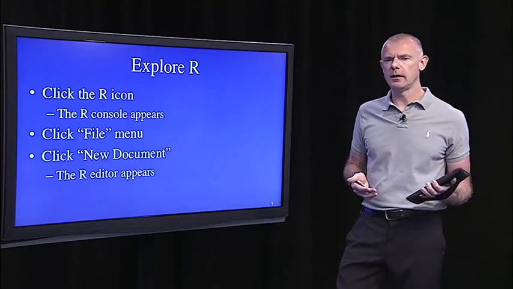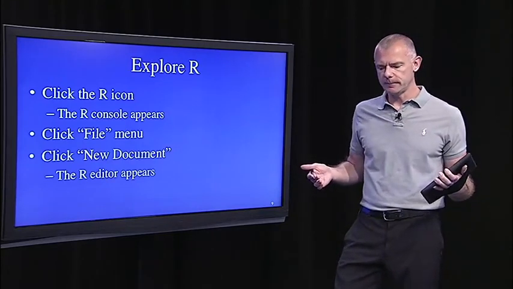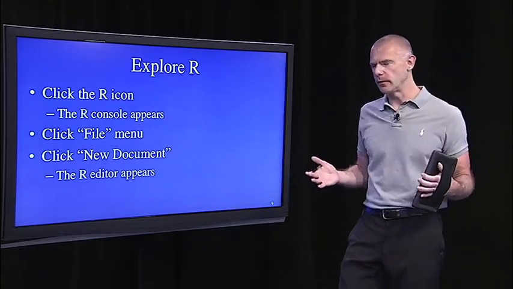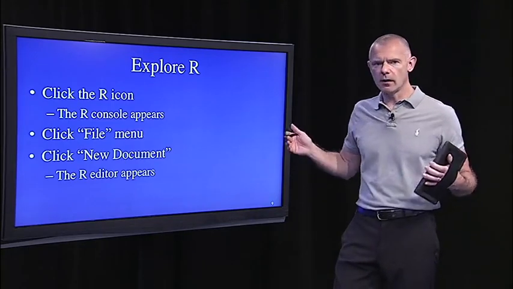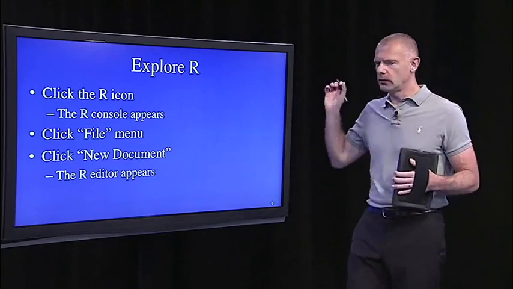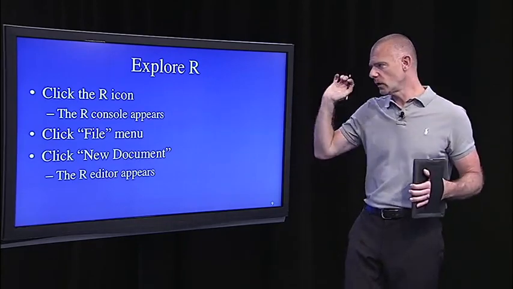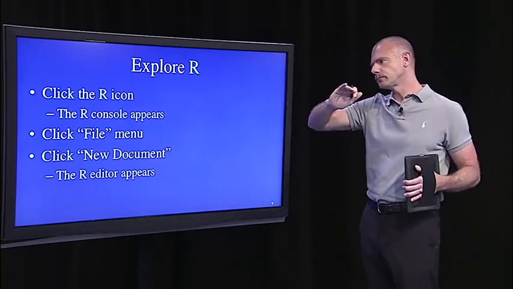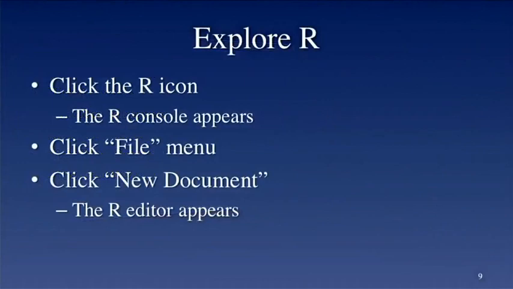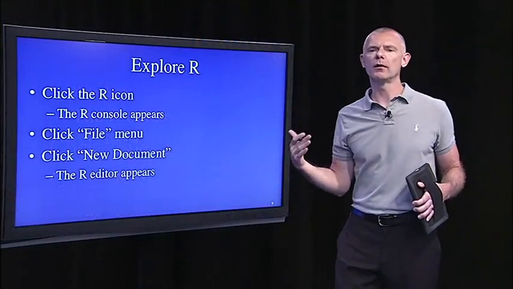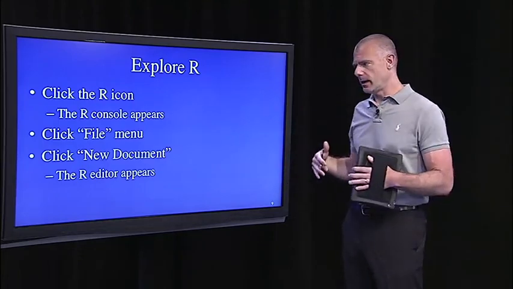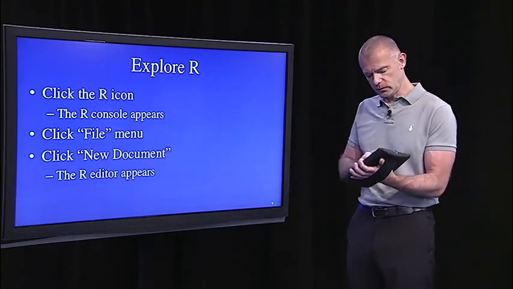The next thing to do is just explore R. And this is really the way to learn it, is just to poke around, see what you can find. So if you click the R icon, that opens up the software. It shows you the R console. Then, in either Windows or in Apple, if you click on the File menu, go to New Document, that will open up what's called the R Editor. And that's where we're going to do the bulk of our work. The R Editor is where we're going to write scripts. And I'll show you an example of that in this first lecture.